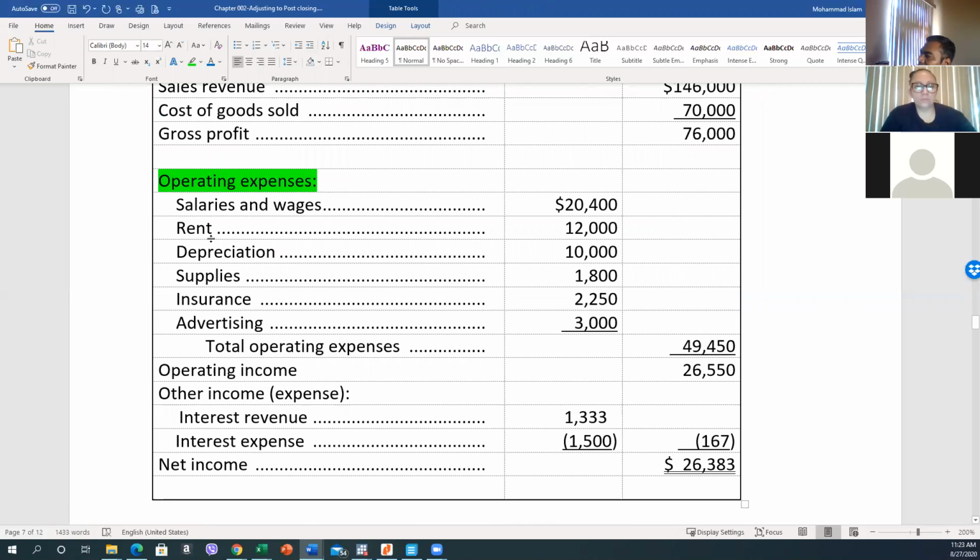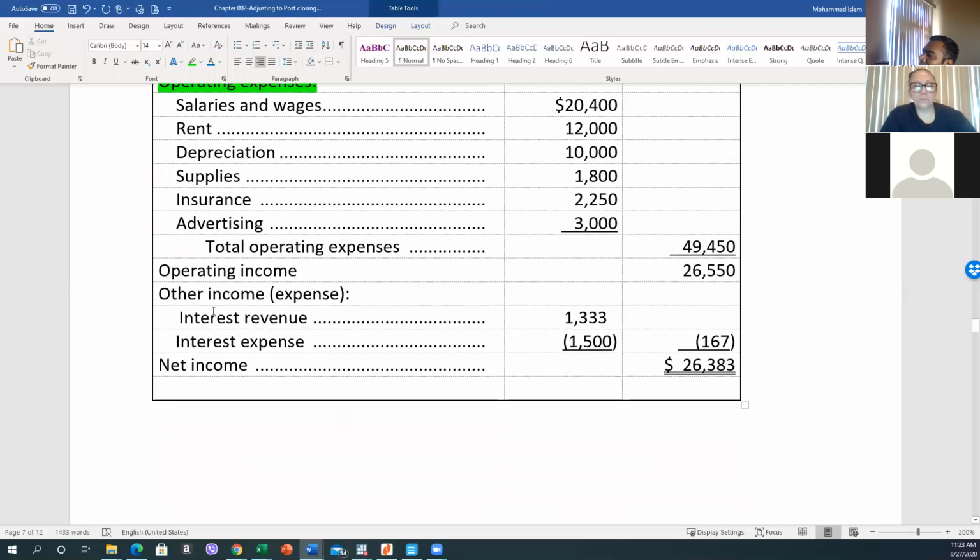So salaries and wages, rent expense, depreciation, supplies, insurance, advertising. Total operating expense is this amount, and after subtracting this total operating expense from the gross profit, we got this operating income. And other income or expenses, say for example interest revenue, this is not our main revenue, so that is why this is written under the head other income or expenses. And interest expense. So finally we have a negative other income, 167, and this is our net income.